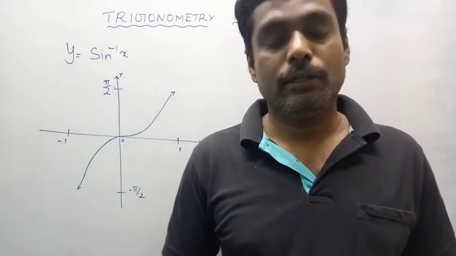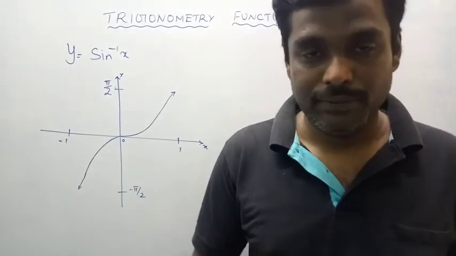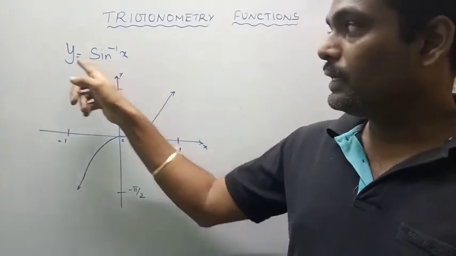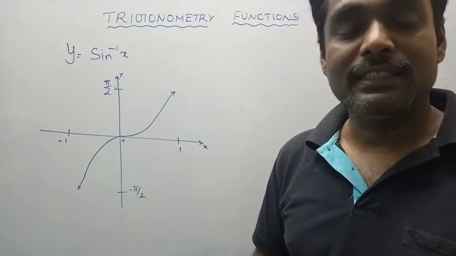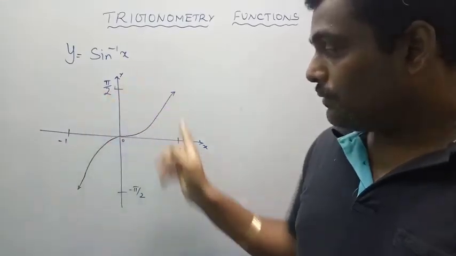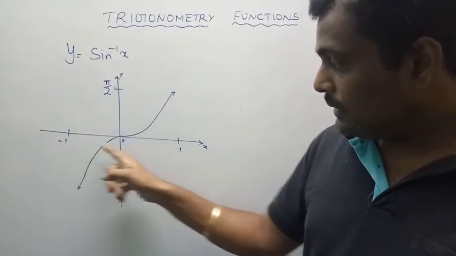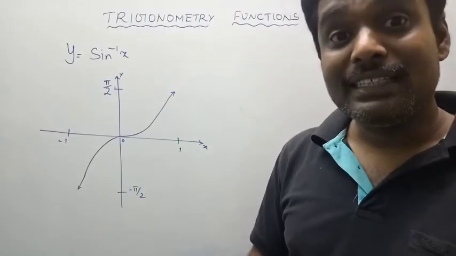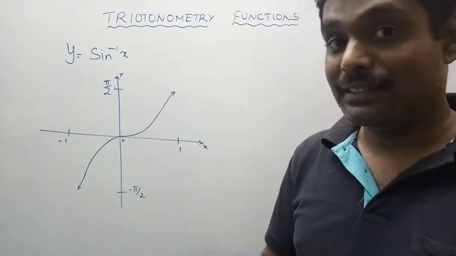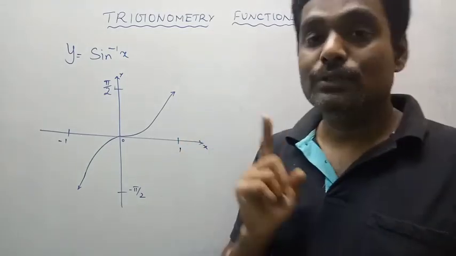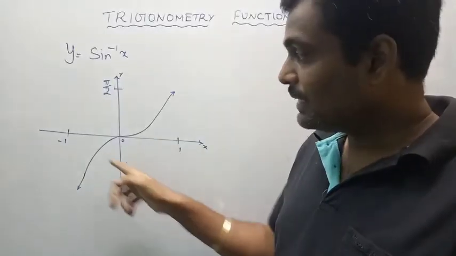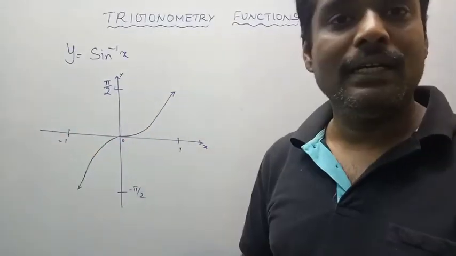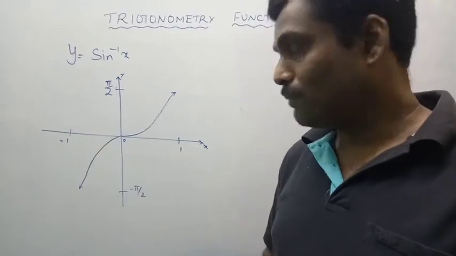Now we will talk about the sine inverse curve. Here let us take y equal to sine inverse x. The curve will be like this. When you see the x value, it lies between minus 1 and plus 1, because the range of sine x is minus 1 and plus 1. Can you remember? In the sine x curve the range is minus 1 and plus 1. So in this case the domain is minus 1 to plus 1. It never crosses minus 1 and plus 1.